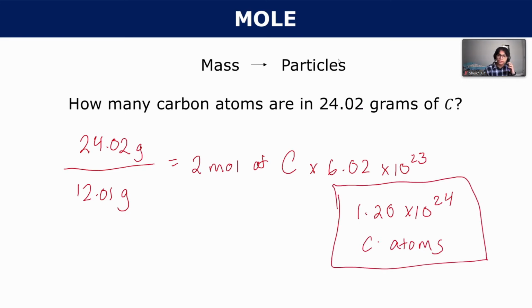And this is a powerful thing because it's hard to imagine that many particles, but you can imagine 24.02 grams of carbon. And it also gives you perspective as to the quantities of atoms and how small an atom really is. In 24.02 grams, which is really not a lot, you have an unfathomable number of atoms.